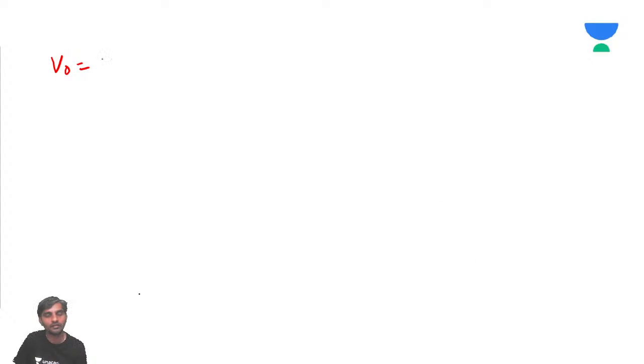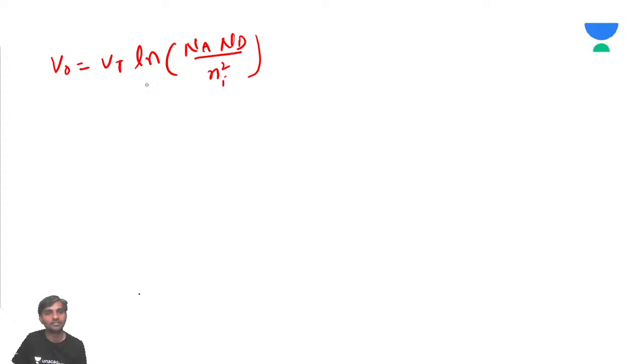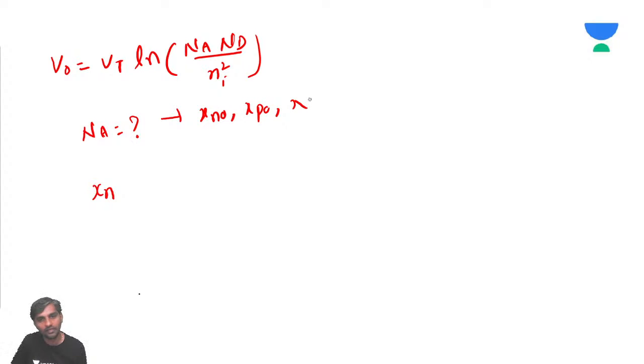V naught is going to be Vt into ln of Na Nd by Ni square. So Nd is given. Do we have Na value? No, we need to calculate Na value, but he has given this. See how to calculate this. Na we don't know, but we know one formula. We have Xn naught, we have Xp naught, and we have Nd also.